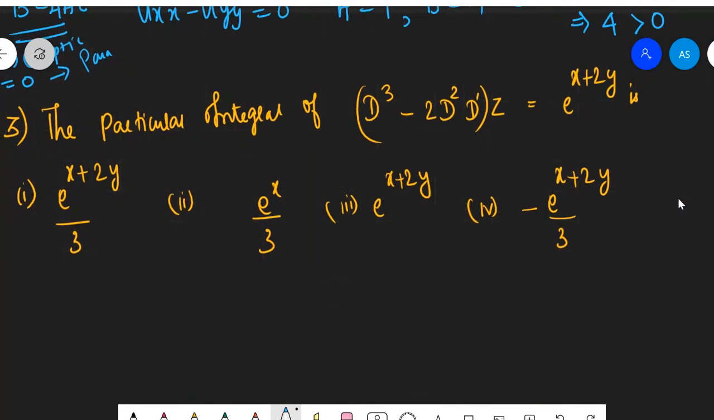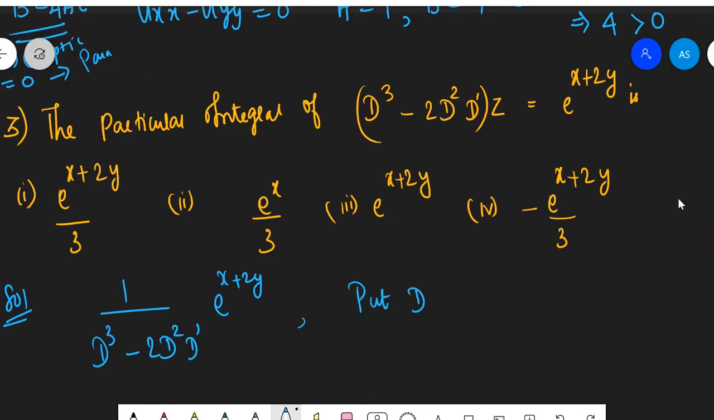Next one, we have to find the particular integral of d cube minus 2d square d dash into z equals e power x plus 2y. So the procedure for finding particular integral is 1 by d cube minus 2d square d dash into e power x plus 2y. Now we have to substitute x coefficient in d, that is put d equals 1, and d dash equals coefficient of y, that is 2.